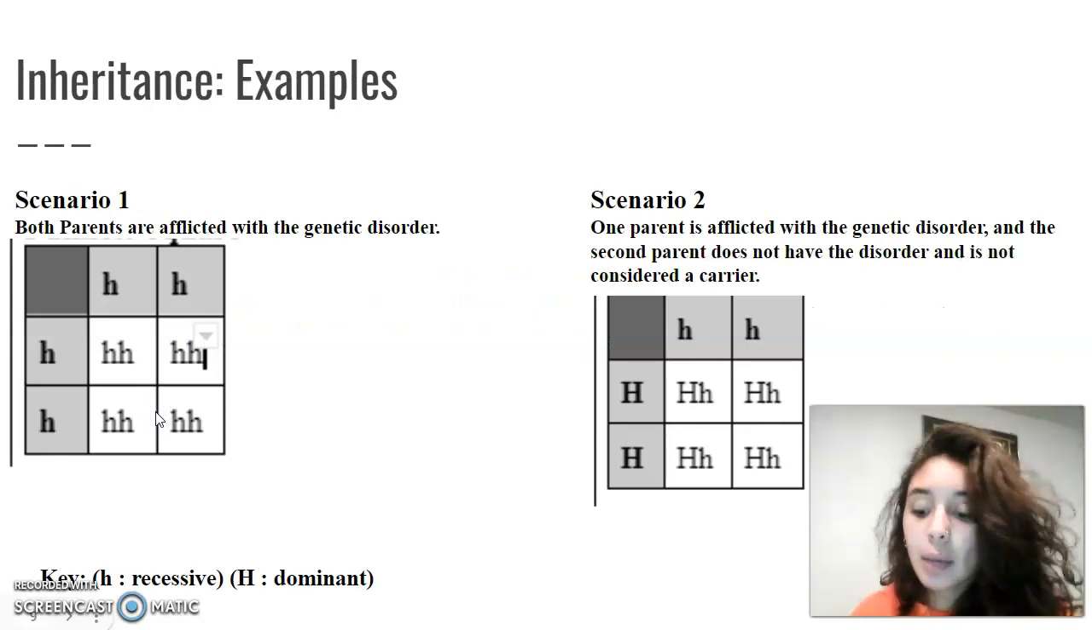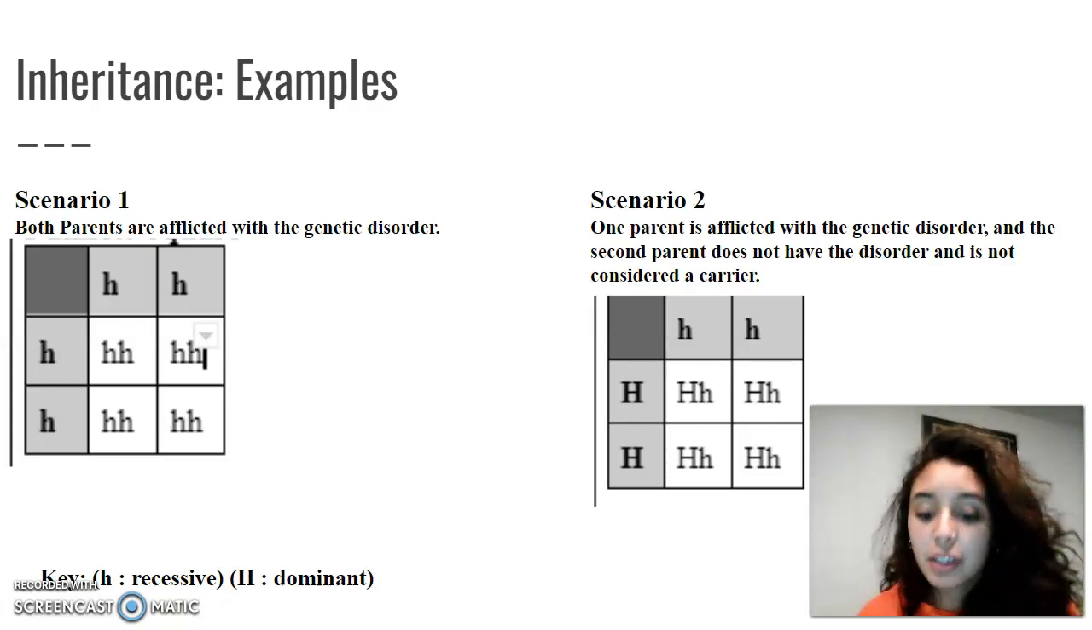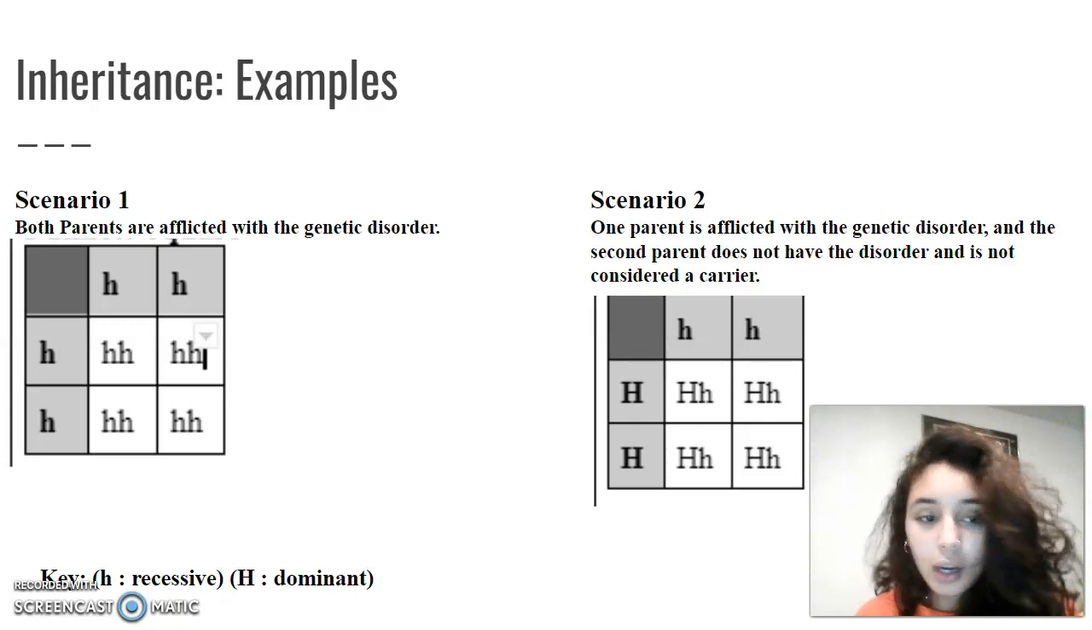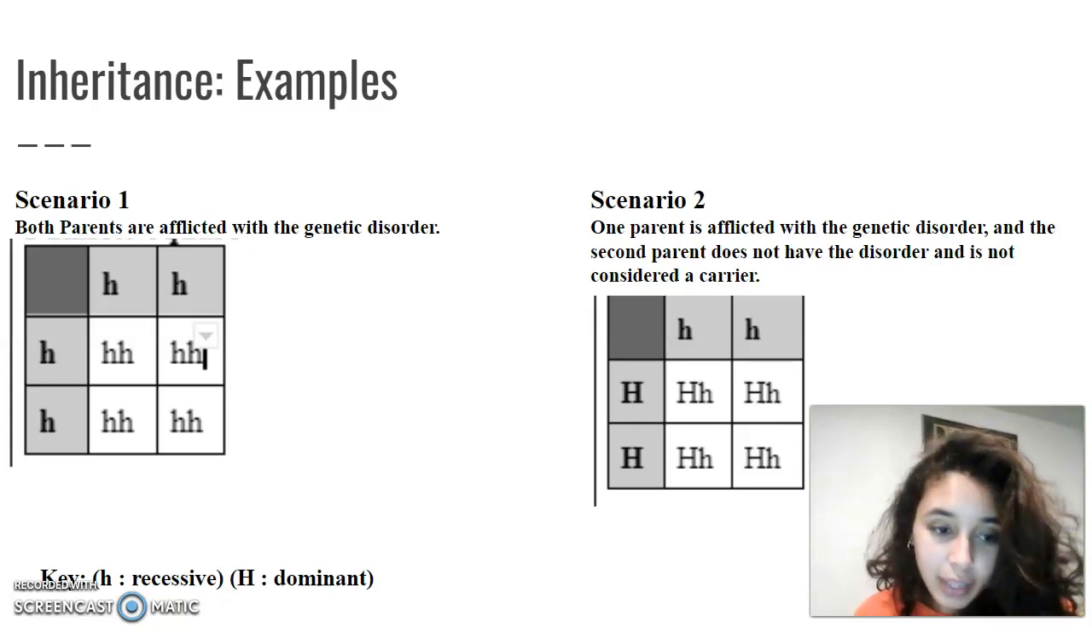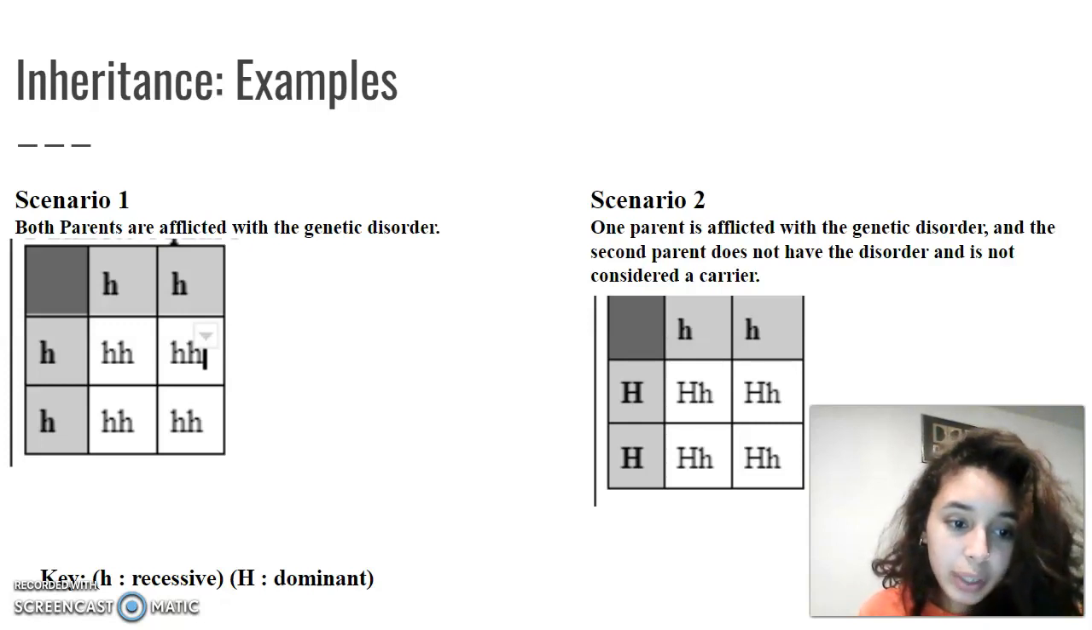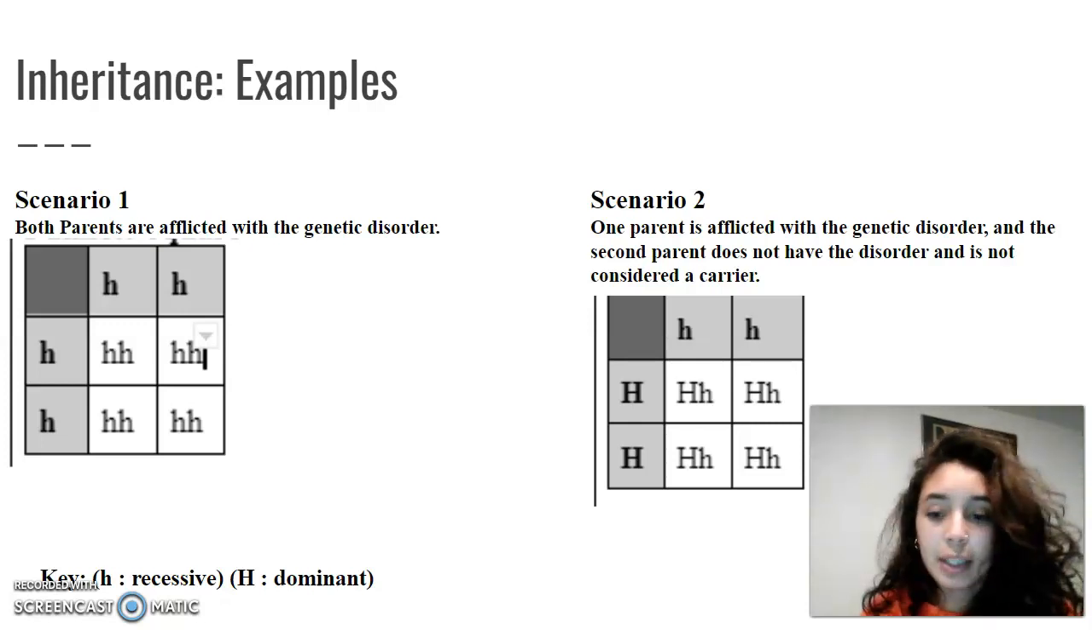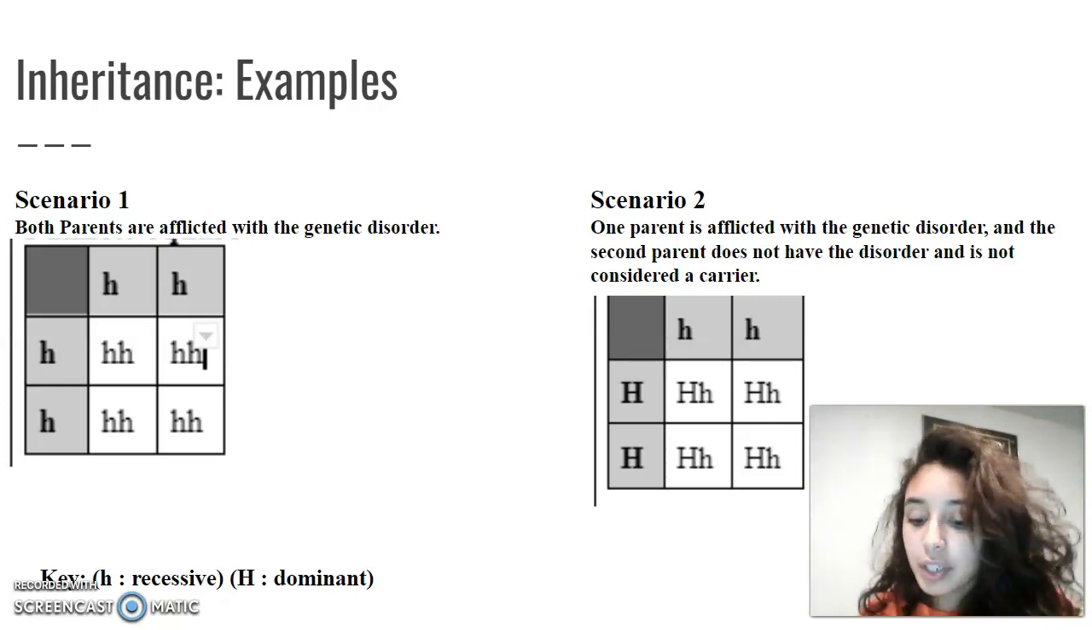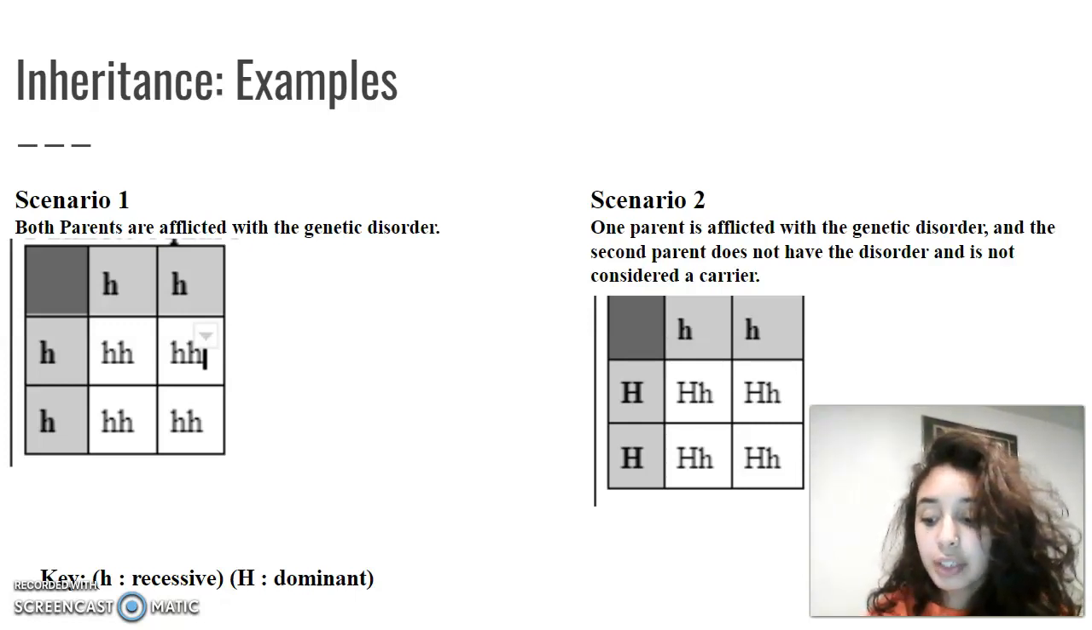So I wanted to show some examples in regards to the inheritance pattern of my disorder based on the genotypes and phenotypes of the parents. I have a key in the lower left-hand corner, the lowercase being the recessive gene and the uppercase being the dominant one. For scenario 1, both parents are afflicted with the genetic disorder. Because it is autosomal recessive, I know that the genotype for both must be lowercase h, which, as you can see, means that if both are afflicted, then 100% of their offspring will also be afflicted.